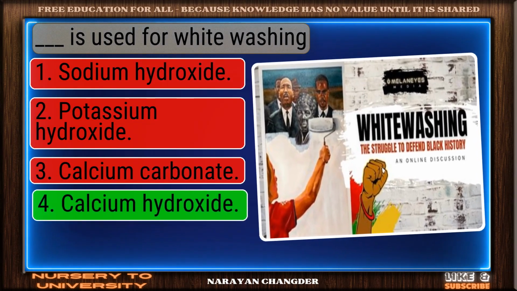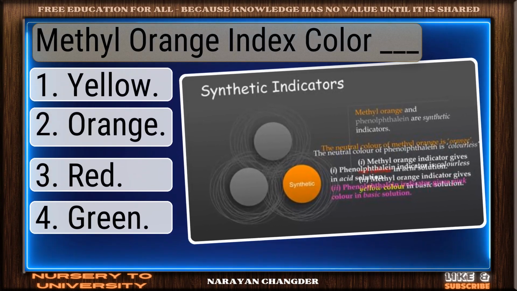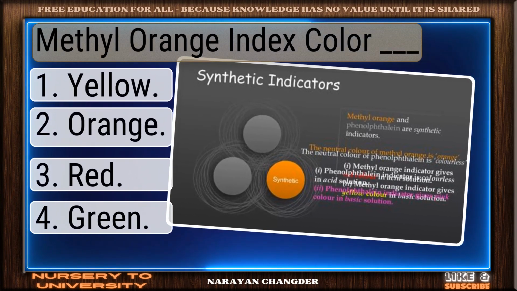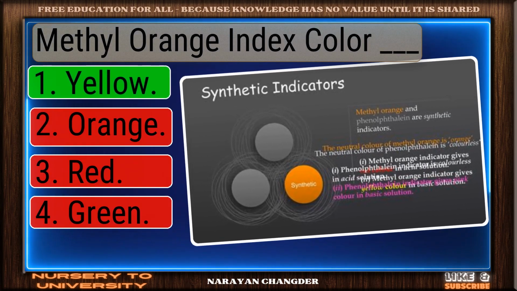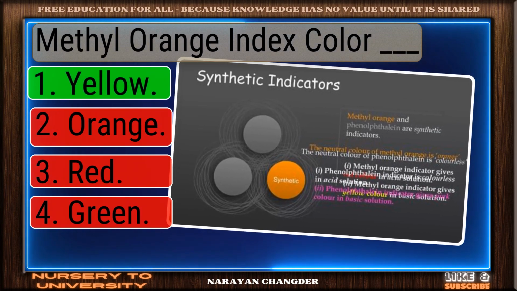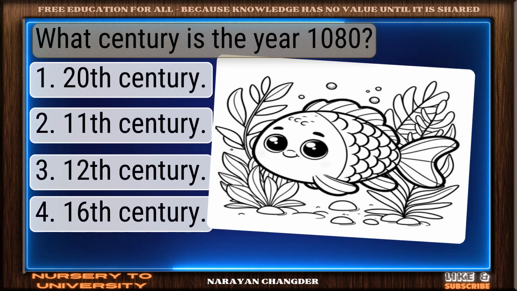Bravo. Calcium hydroxide is the answer. Question number 147. Methyl orange index color dash. Sharp thinking. Yellow is the right choice. Question number 148. What century is the year 1080?